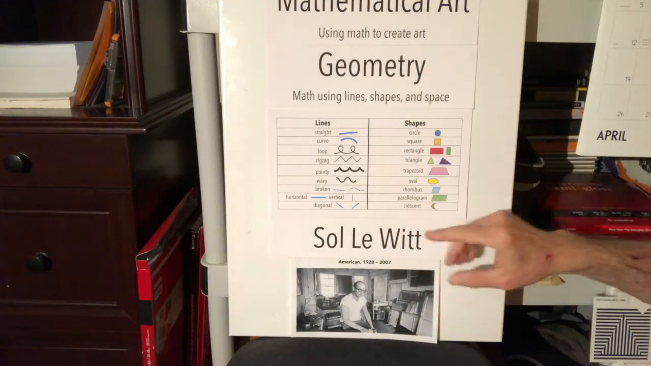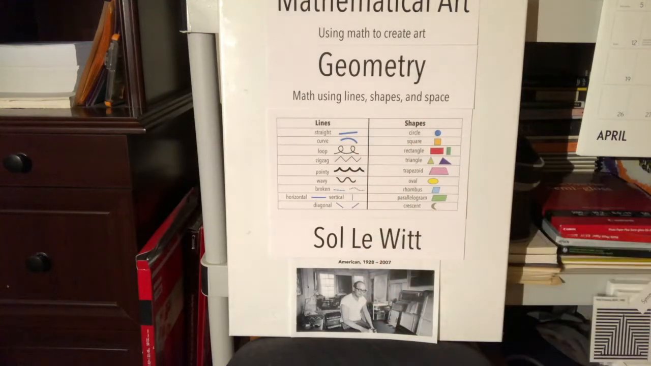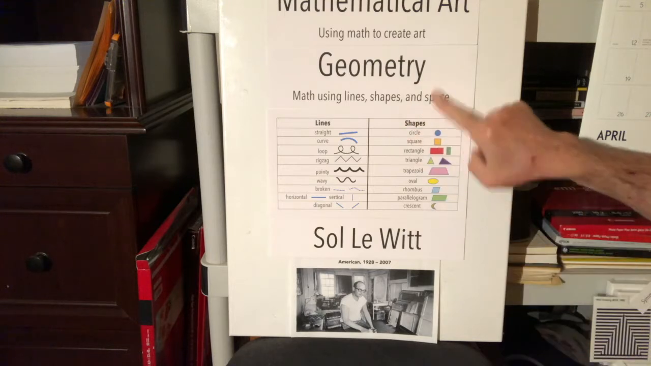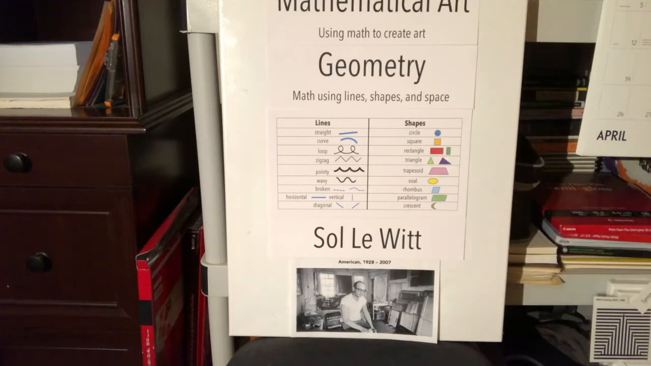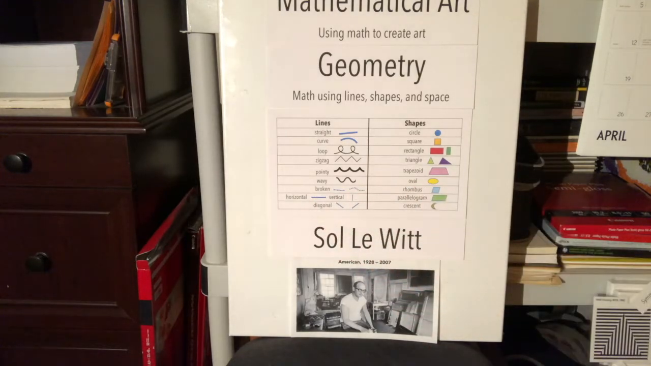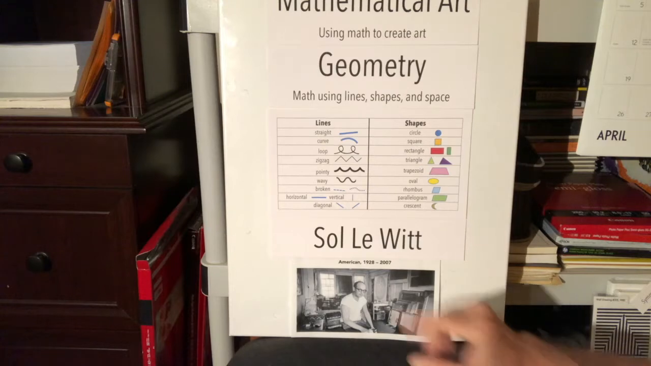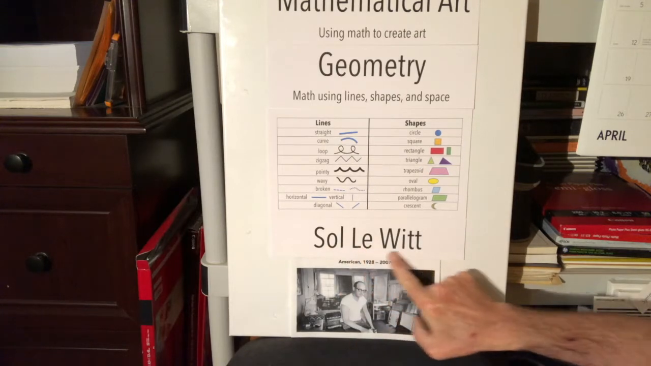Now, I took some of the information from our art board in class, and I made a list here of some of the most common lines that we use when we do our artwork. And I also made a list of some of the most common shapes that we use. Common means things that we see a lot of, that we use a lot of the time. So we're going to be using lines and shapes today to create some art which is similar to that which was created by Sol LeWitt.